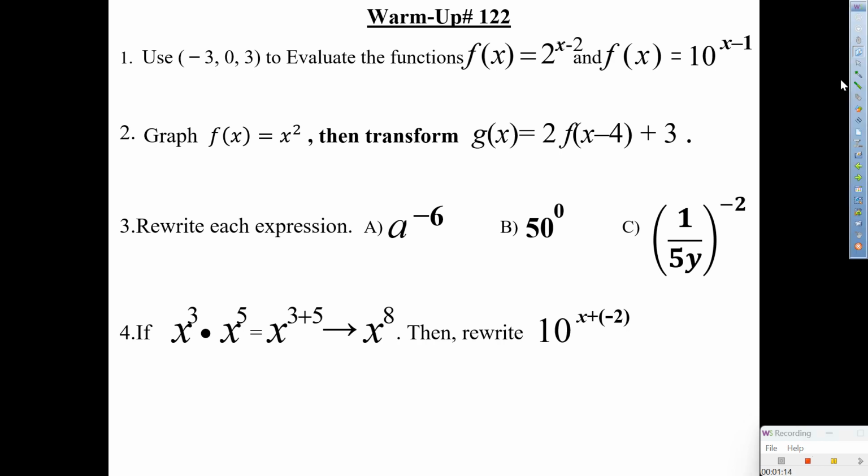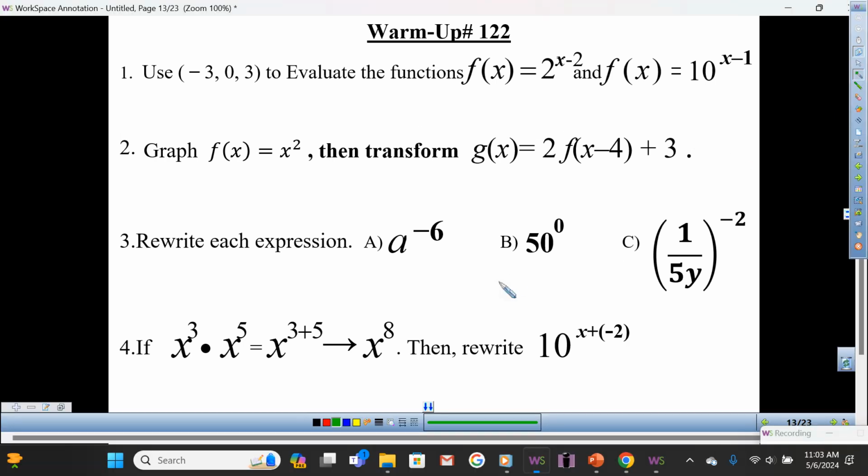All right, let's start with number 1. We got Anthony E. f of x equals 2 to the x minus 2, but now we got f of -3. What'd you get for that, Anthony E? Okay, I'll come back to you.